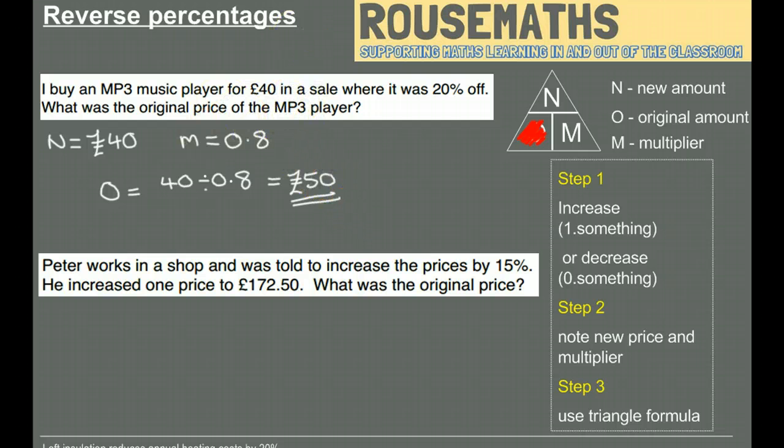The key things to this question is reading. So it was £40 in the sale, which means this is the new amount, 20% off, which means 80% left, and that's where our multiplier comes from, and you'll see it talks about the original price that you're trying to find. See if you can apply that to the next question.